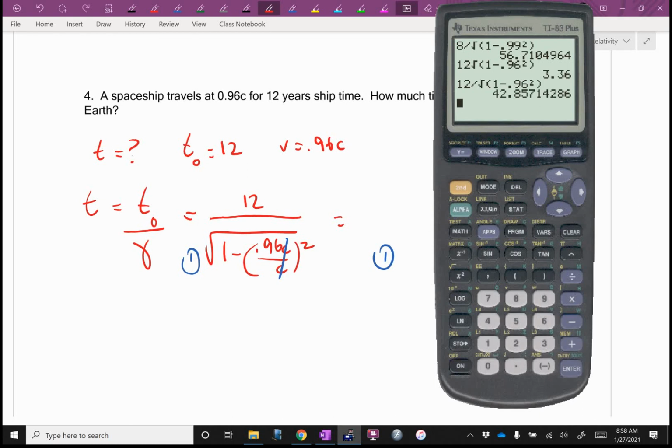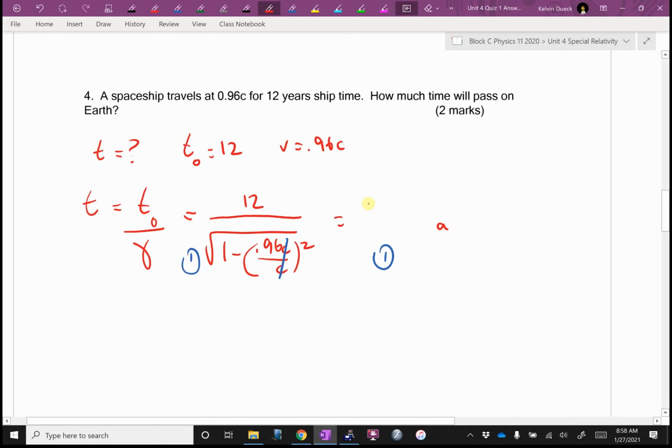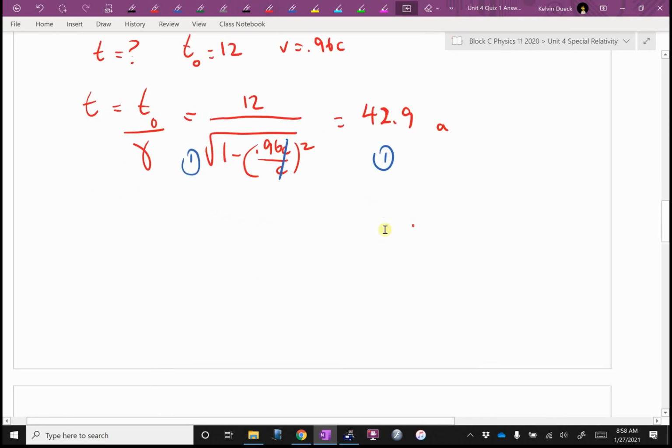42.9 if I round off properly. If you said 42.8, I would take a half mark off and I'd say learn to round off, please. We round off, we don't chop off. So 42.9 years. Next page.